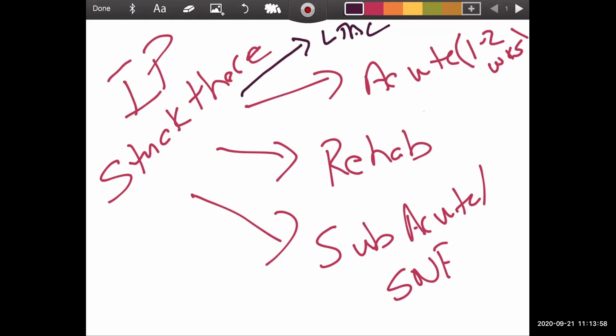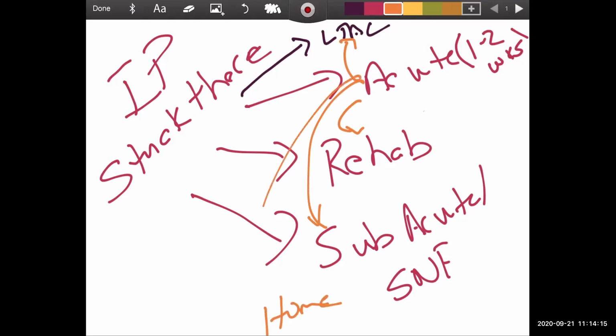And remember, once we leave acute care, that's where we have to decide where they're going to go. We decide whether they go up here to LTAC, to rehab, down here to subacute, or even better for them would be to go home. We need to decide if the patient is safe to go to outpatient. If the patient is not safe to go outpatient, then they stay inpatient in either a rehab or a subacute facility.